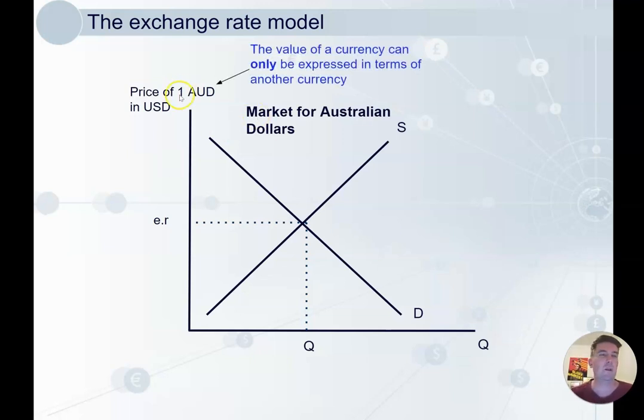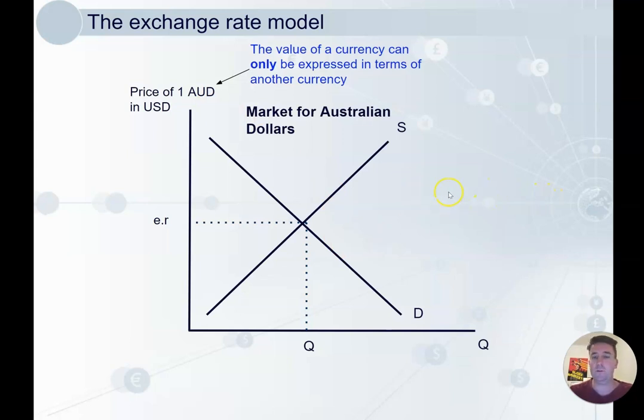So firstly, we don't just have price or P. We've got to have something a bit more detailed here. So we have to say what the currency is and what it is expressed in terms of. So here, I've got the value of a currency can only be expressed in terms of another currency. So you can't just have price of 1 AUD. That's not going to cut it. It has to be price of 1 AUD in another currency. So usually we say US dollars, right? Now, each currency has a 3-letter abbreviation, so we'll get used to some of them. So don't worry if that looks weird.